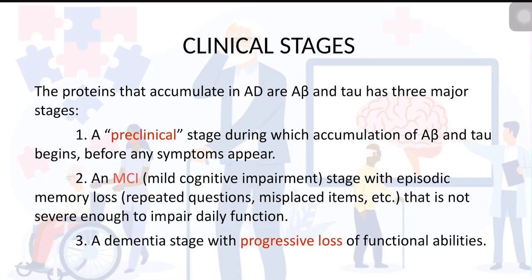First stage is the preclinical stage, during which accumulation of A beta and tau protein begins before any symptom appears. Second is mild cognitive impairment, where there is episodic memory loss, that is the patient is going to ask repeated questions. He or she misplaces items very often. Third is the progressive loss of functional abilities.